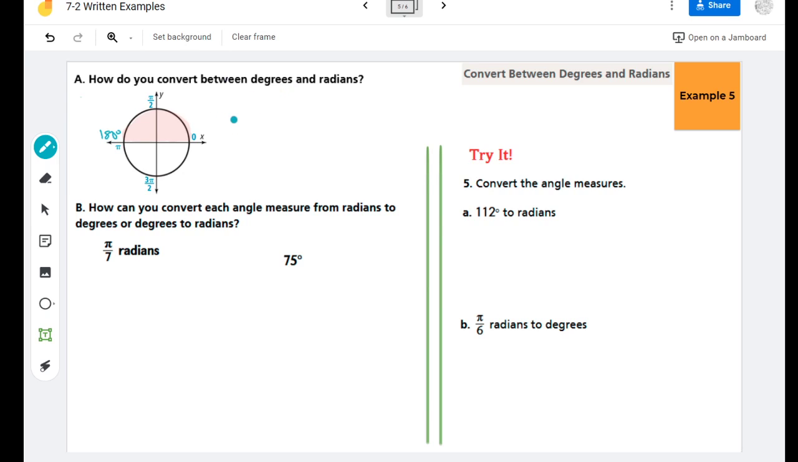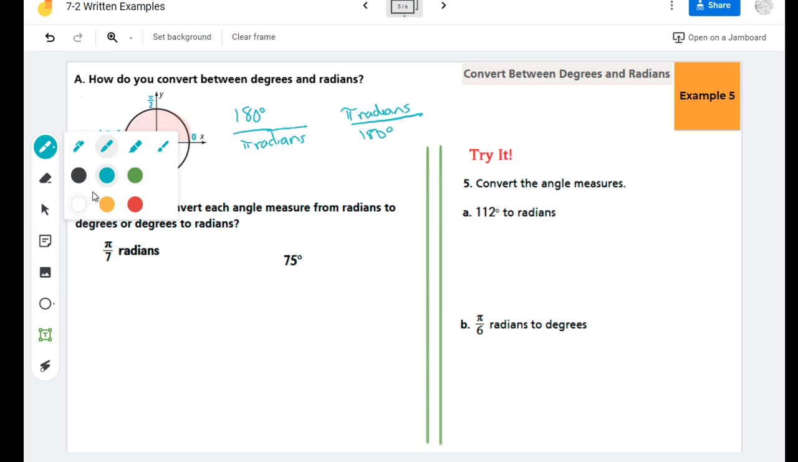So as such, what I can do is create a ratio. I can say that 180 degrees is the same thing as pi radians, or I could say that pi radians is the same thing as 180 degrees. And so these ratios make it possible for us to convert from radians to degrees or from degrees to radians by multiplying by this ratio. Because these degrees and radians are the same thing, this fraction is just 1. And multiplying by 1 doesn't change the value of an expression.